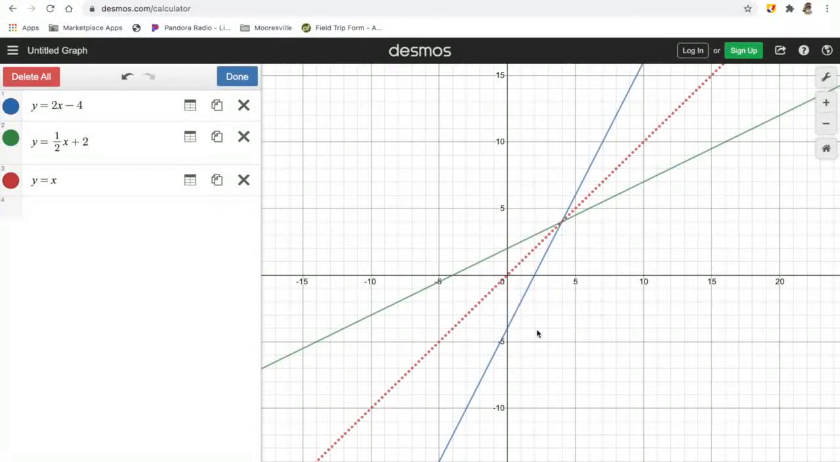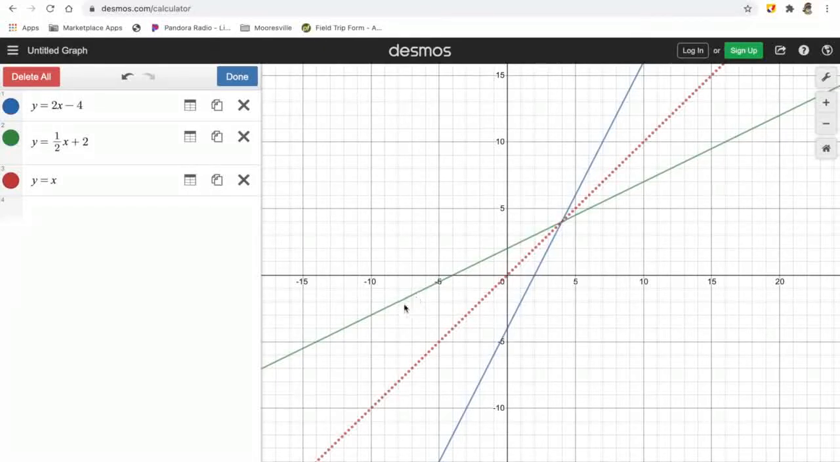Another thing you could consider here is the ordered pairs. Look at the green line. This ordered pair is 0, 2. So 2, 0 would be on the blue line. This ordered pair is 2, 3. So 3, 2 would be on the blue line. And there it is. This ordered pair, 4, 4, is on both lines.